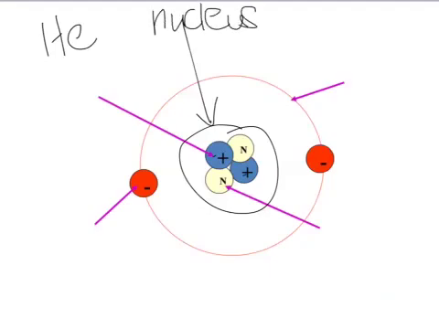We also wrote that the protons are what determine which element an atom is. According to the periodic table, all helium atoms have 2 protons. And this is how I know that this is a helium atom.